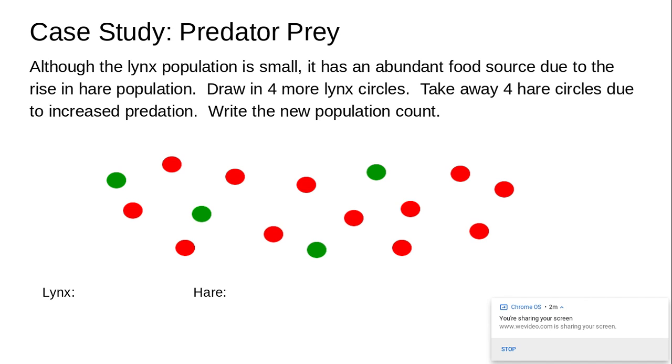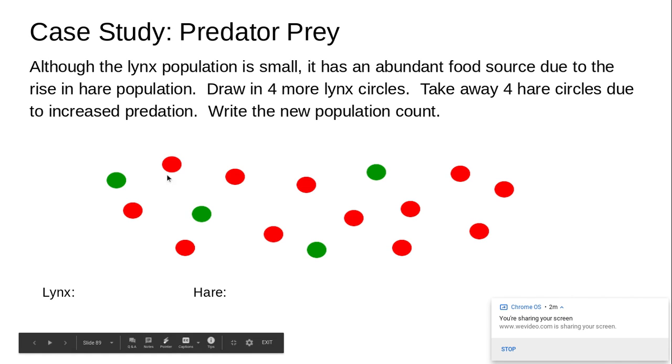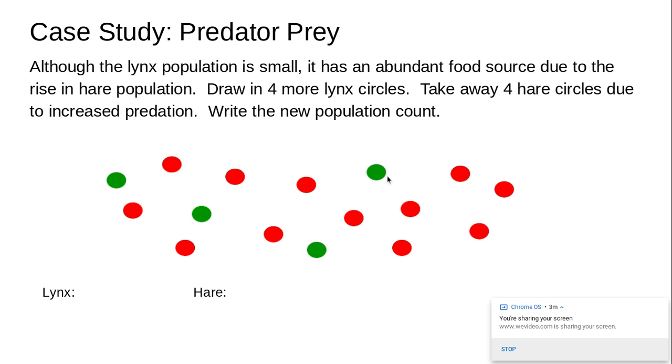So now season 4, I guess we could call this. Although the lynx population is small, it has an abundant food source. So the predators have plenty of prey to eat. So season 4, what's going to happen? All right, so it has plenty of food to eat. So you're going to add in 4 more lynx circles. So now we're back up to 8 lynx. So we're going to have 8 green dots. So write 8 here.